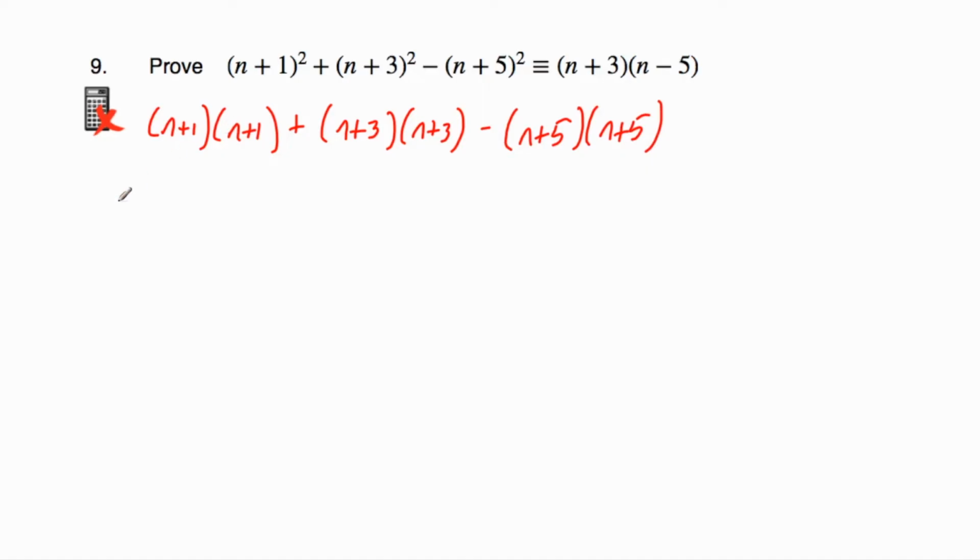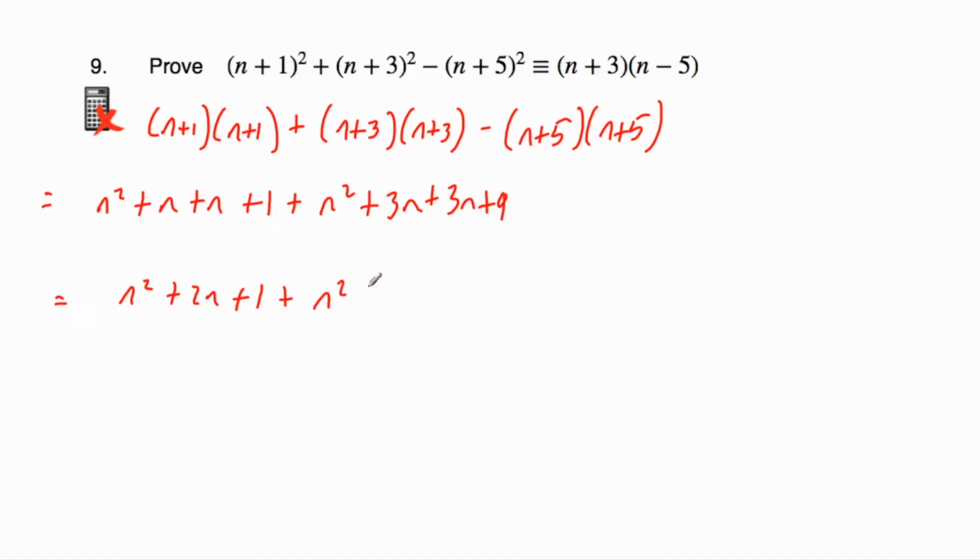n times n is n squared, n times 1 is plus n, 1 times n is plus n, and 1 times 1 is plus 1. That simplifies to n² + 2n + 1. Next we've got plus (n + 3)(n + 3), so n times n is n squared, n times 3 is plus 3n, 3 times n is plus 3n, and 3 times 3 is plus 9. That simplifies to plus n² + 6n + 9. So we've expanded our first two brackets.